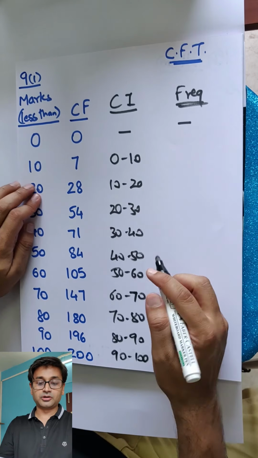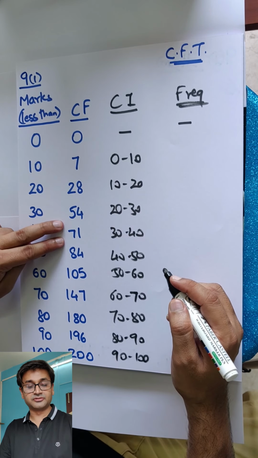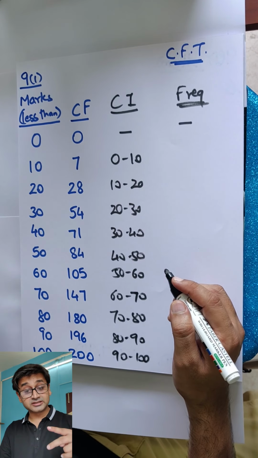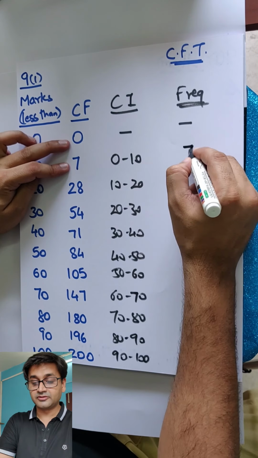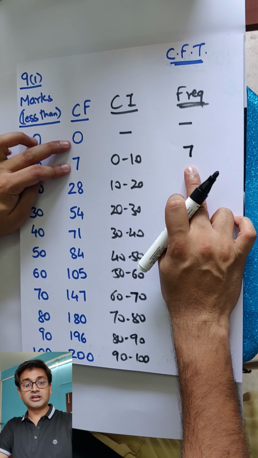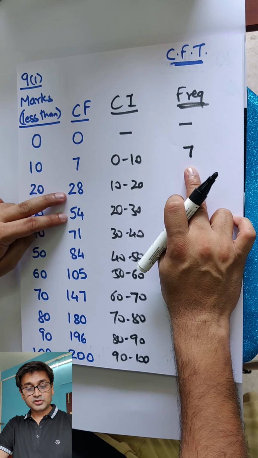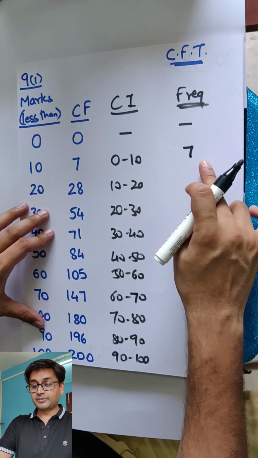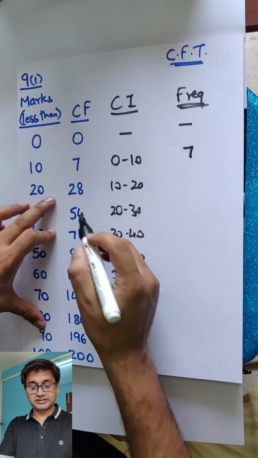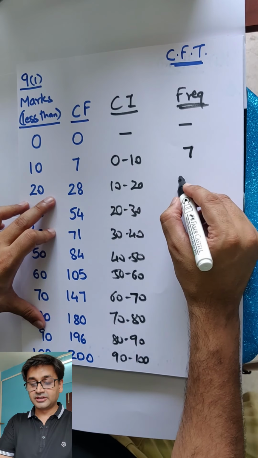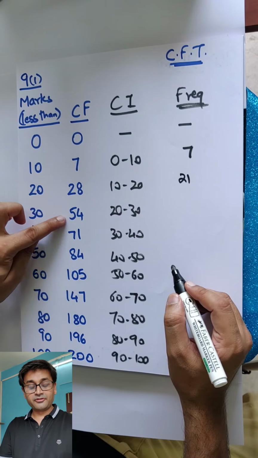Now, how to get the frequencies. So subtract the two successive ones. The two successive ones. So 7 minus 0 will give you 7. That means 0 to 10 is how much? 7. Subtract these two. Then subtract these two. So always subtract here. Don't subtract anything with this side. Okay. So let's see. 28 minus 7 will give you 21. Now 54 minus 28 is what you need to do. Don't do 54 minus 21.